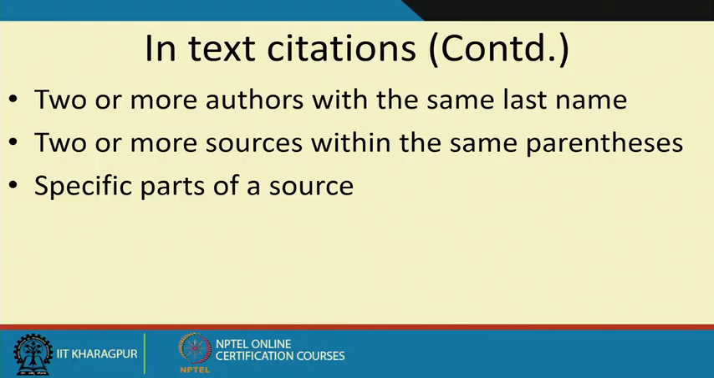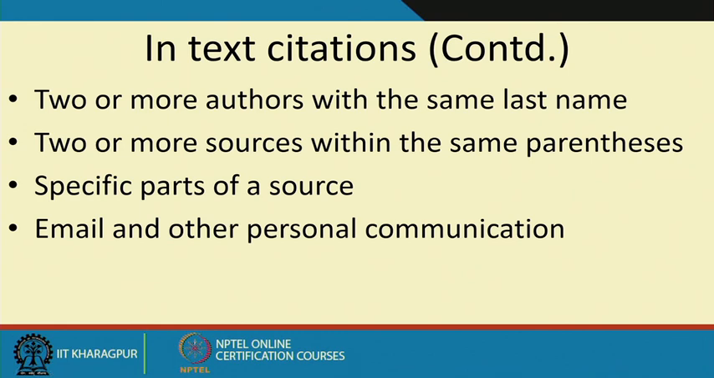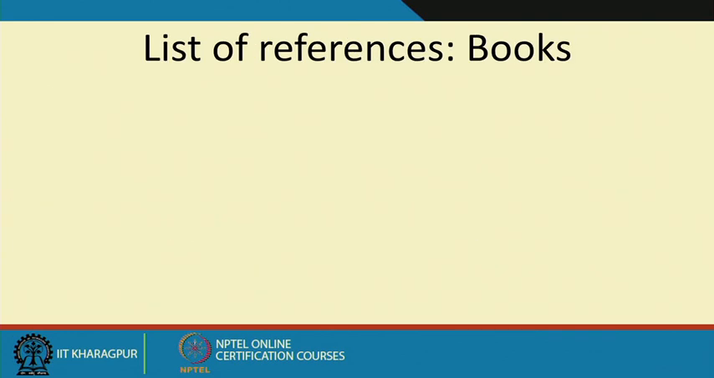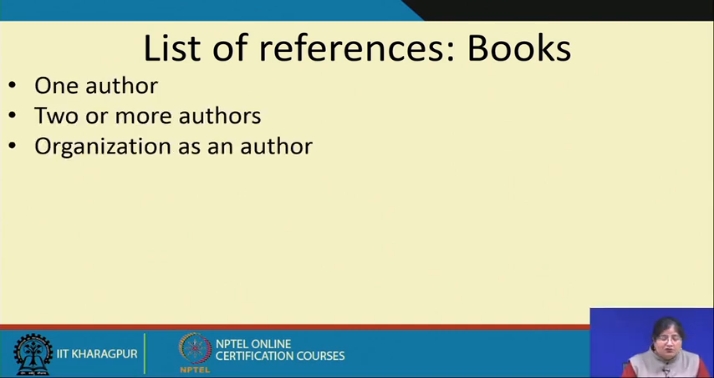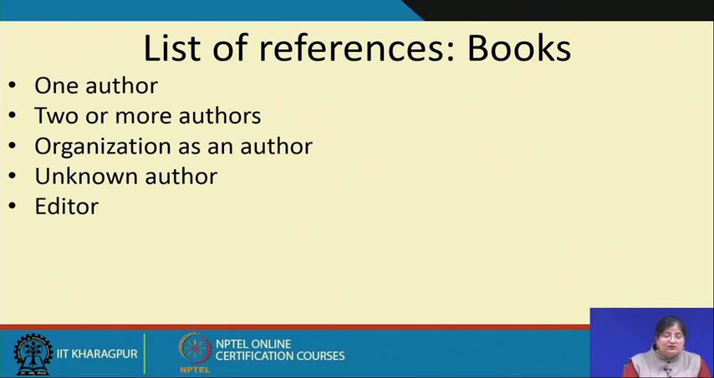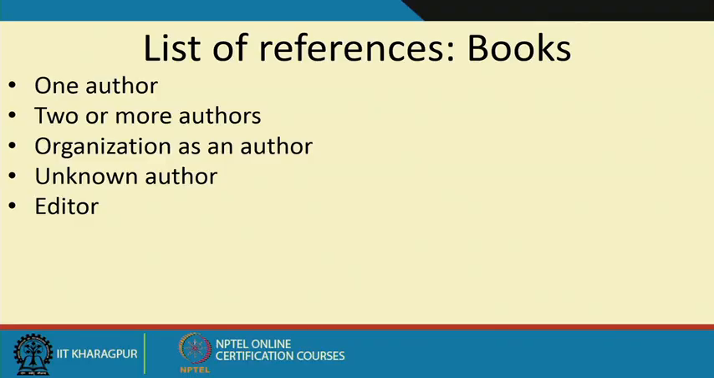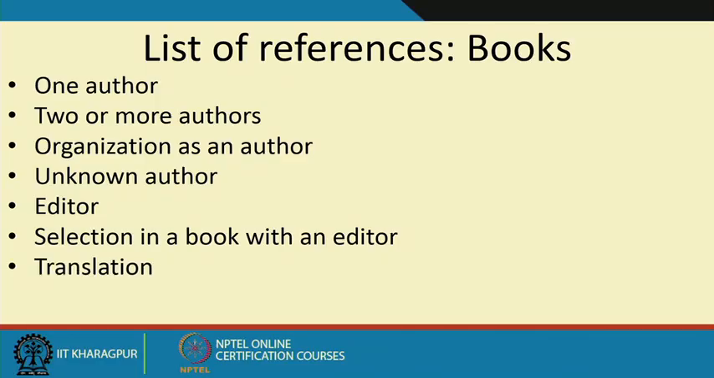Specific parts of a source: you are not citing the whole source, you are only citing say one chapter in a book. Now the book has been written by a person, you are referring to one chapter. You would have email and other personal communication, you would have edited volumes of books. I mean, the list is endless. How do you cite email? The World Wide Web, www is World Wide Web. And then in books you would have one author books, 2 or more author books, organization as an author, unknown authors. When we say organization as an author, maybe Government of India publication, United Nations publication, so these are organizations. Then you could have edited volumes where you have to put in the editor's name and the names of the people who wrote specific chapters. Then selection in a book with an editor, translations.